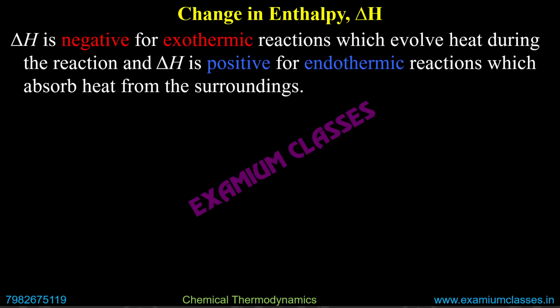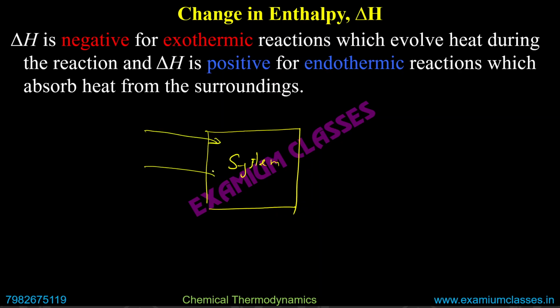Delta H is negative for an exothermic reaction and positive for an endothermic reaction, and it is a very simple concept we have already talked about. For the system, whatever is going into the system, whether it is work or heat, is positive. Whatever is outgoing from the system, whether it is work or heat, will be negative.